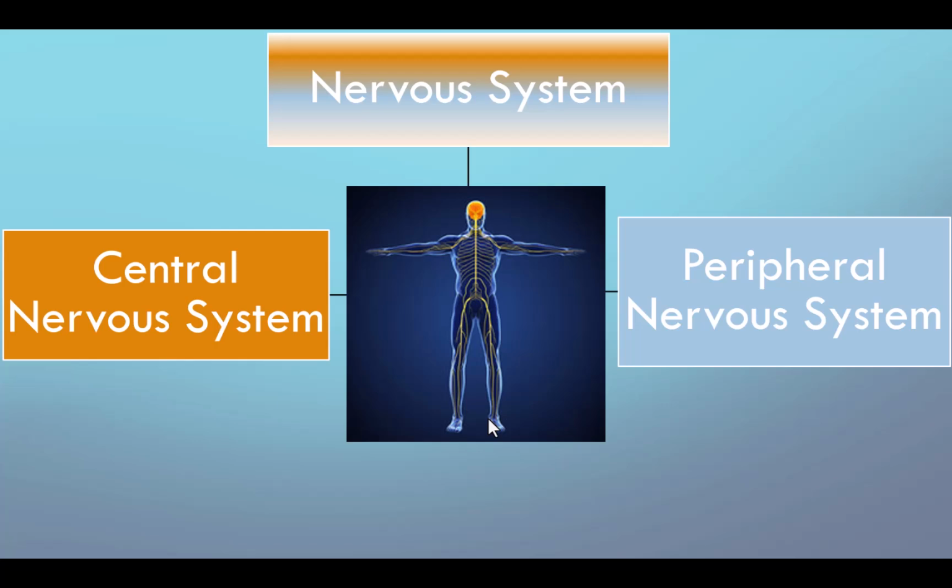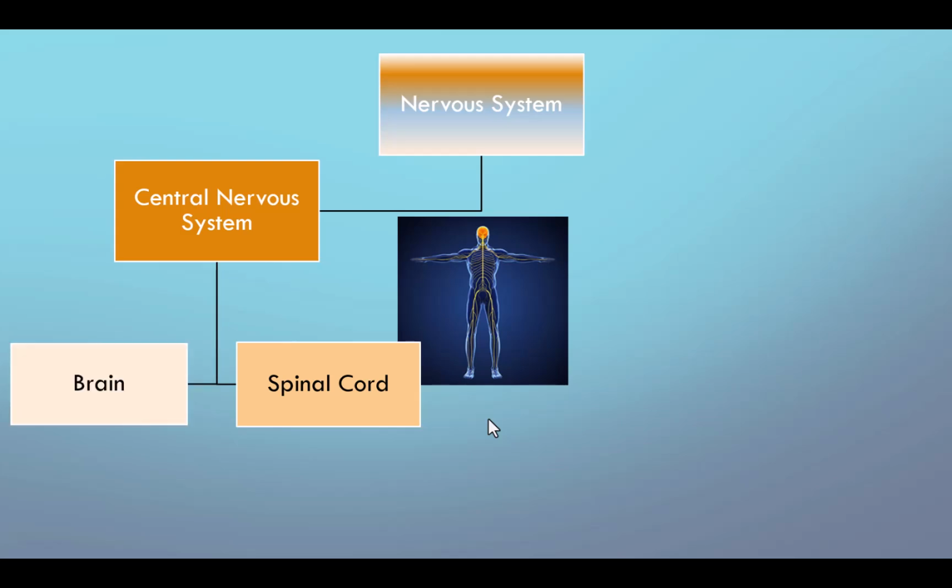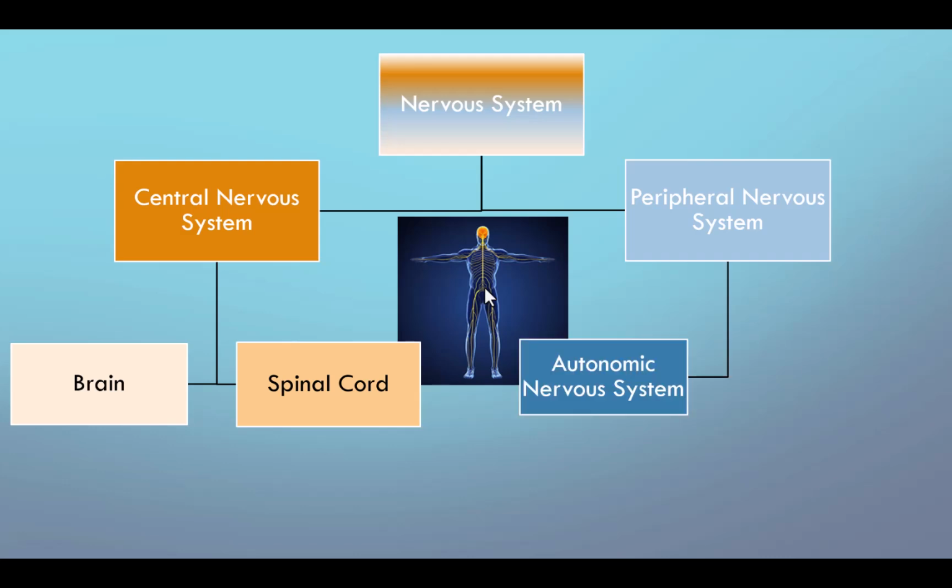Now, the central nervous system is sometimes abbreviated CNS, while the peripheral nervous system is often abbreviated as PNS. The central nervous system can further be divided into the brain and the spinal cord. We'll come back and talk more about the central nervous system in a bit, but please note that the central nervous system is in the center of the body, the brain and the spinal cord. The peripheral nervous system can be subdivided into the autonomic nervous system and the somatic nervous system.